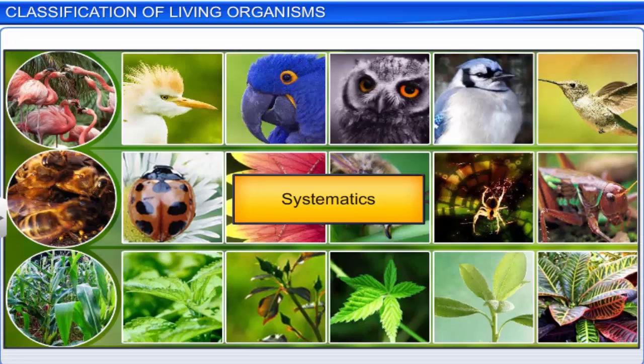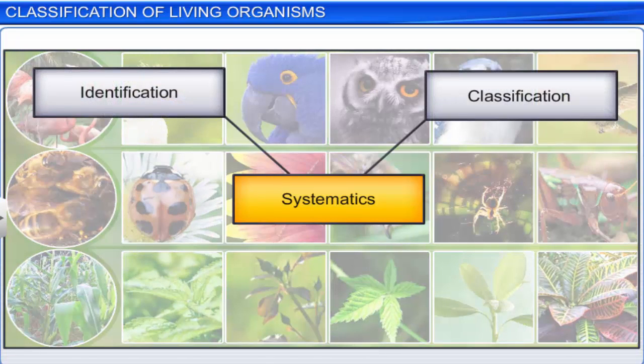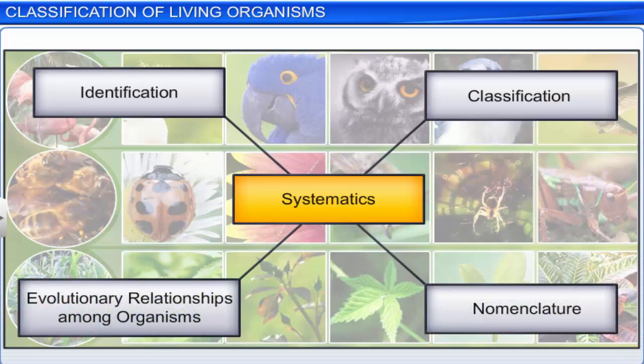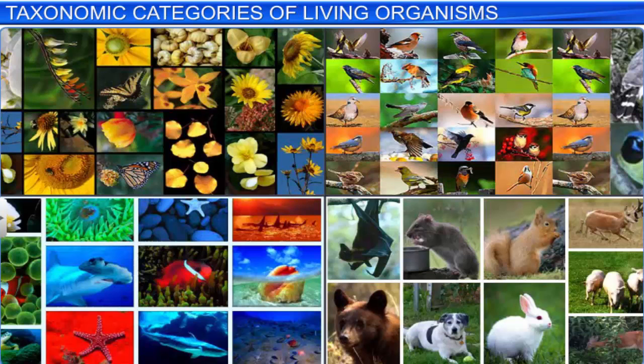However, today, systematics also includes the identification, classification, nomenclature, as well as evolutionary relationships among organisms. Therefore, in this diverse world, it is important to classify and name living organisms for their easy identification and study. Our Earth is a habitat of millions of plants and animals, and new species are being discovered every day.